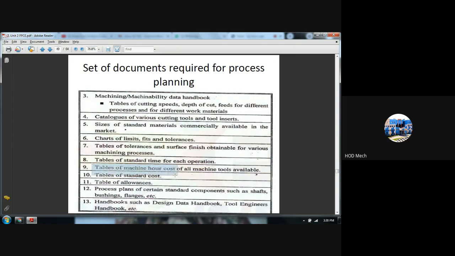Then tables of machine hour cost. Machine hour cost is the area where you are manipulating in terms of revenue amount. Machine hour cost, you are doing a cost analysis of a machine. If you run it for one hour, how will it work out? What you expect from this, probably I had this experience when I did my experimentation in my project work.